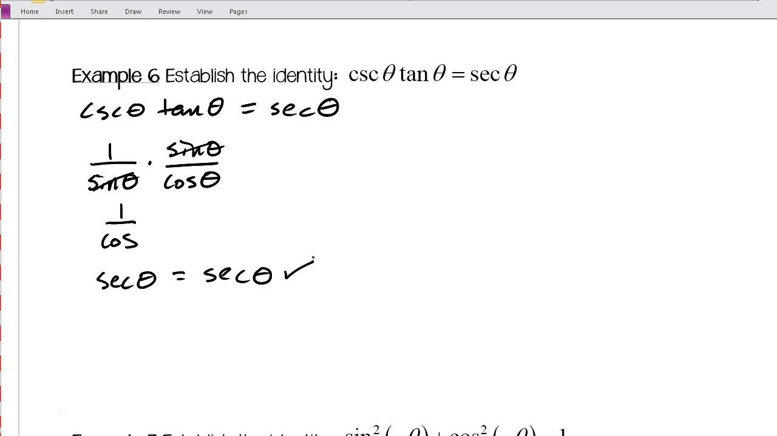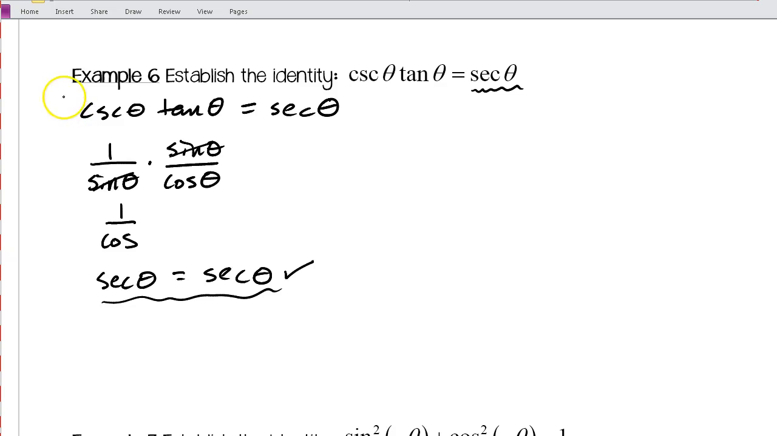So in some respects it's easier than the problems where the directions just say simplify, because you don't really know what you want to end up with. If you're establishing an identity, we knew we wanted to end up with secant theta, and we didn't stop until we got there.